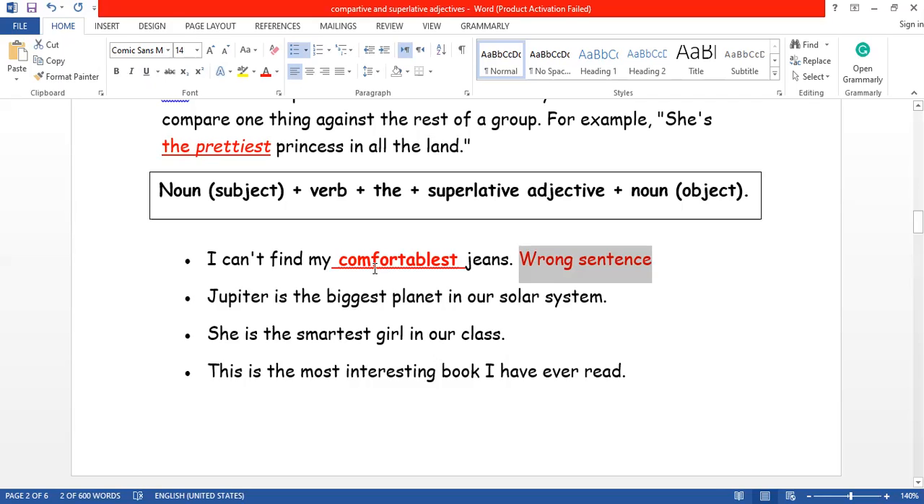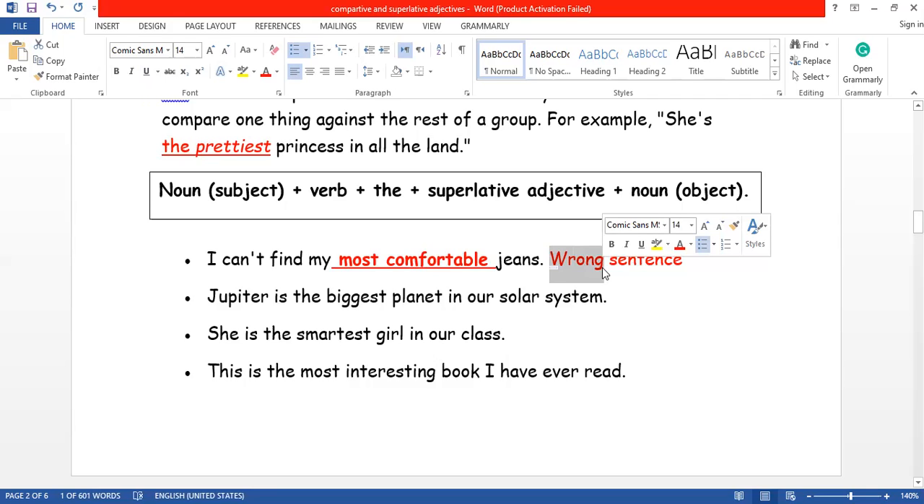So once I see an adjective that consists of 3 syllables, 2 syllables or more, we use what? Most with it. Most comfortable. So let's erase it here: most comfortable jeans. So is it right now? Yes, teacher. Right sentence.